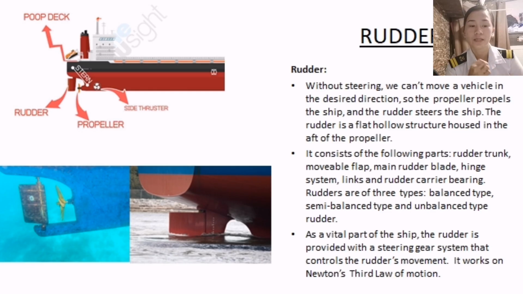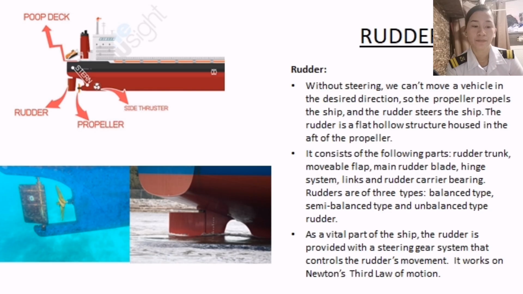vessel. So kanang rudder, no, that is connected to our steering wheel, but the rudder is not located in the bridge. No, instead, the rudder is located in the aft part or sa luyo nga part sa atong vessel near the propeller. Okay, so as we all know, without steering, we cannot move our ship in the desired direction. So if the propeller propels the ship, the rudder steers the ship. So kaning atong rudder, this is a flat, hollow structure housed in the aft of the propeller.